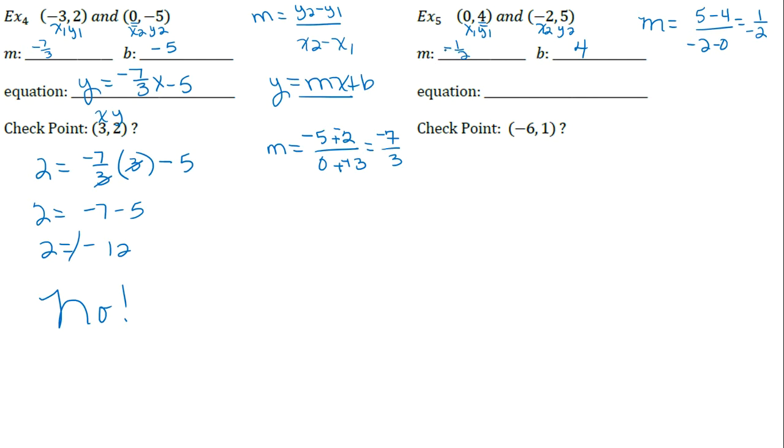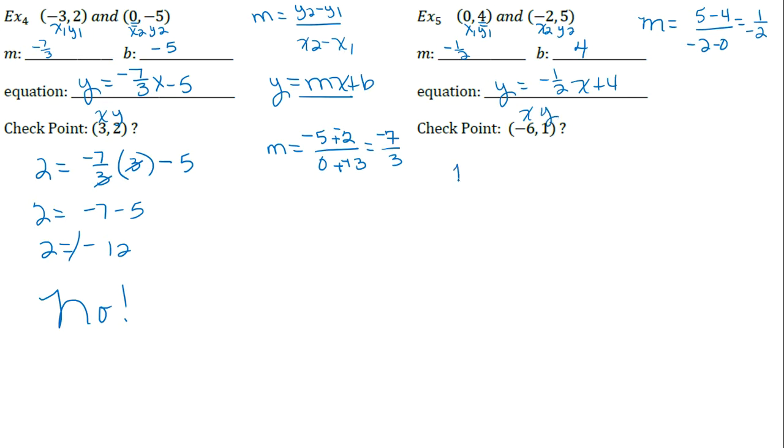The negative can be out front, it can be with the numerator or the denominator, but it all means our slope is negative. And now let's put the equation together. So this is our slope-intercept form. This is our linear equation. Now let's see if (-6, 1) lies on this line. So this is our x value, this is our y value.